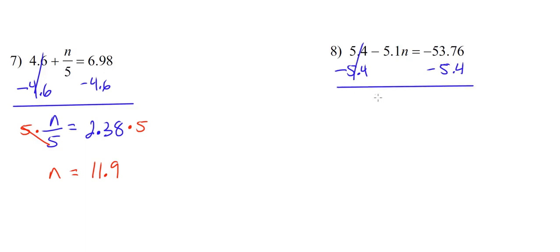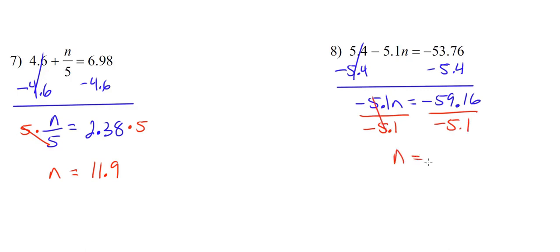On the left, these cancel out, leaving us with negative 5.1n. And on the right, negative 53.76 minus 5.4 equals negative 59.16. Next thing we need to do is get rid of this negative 5.1, which is multiplying n. So to undo multiplication by negative 5.1, we're going to divide by negative 5.1. On the left, these cancel out, giving us n. And on the right, negative 59.16 divided by negative 5.1 is positive 11.6. And that's our answer.